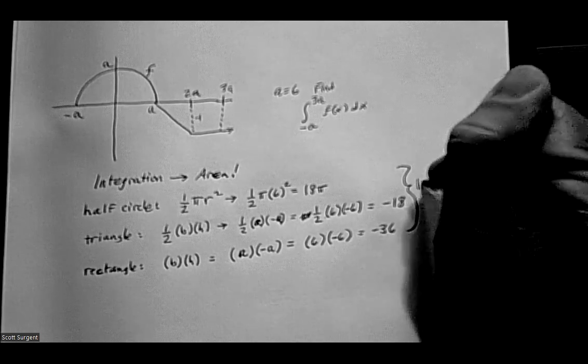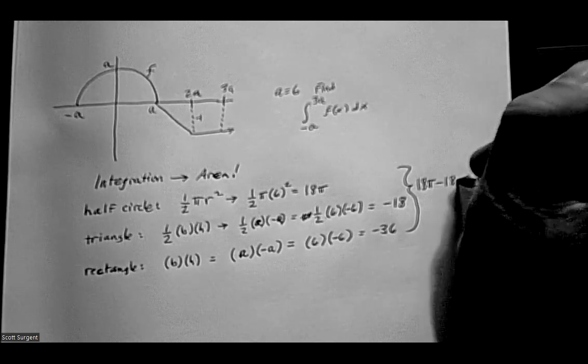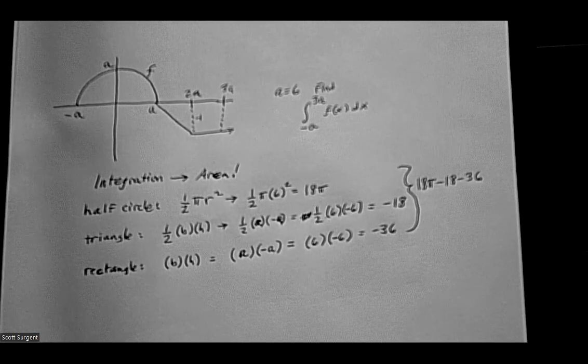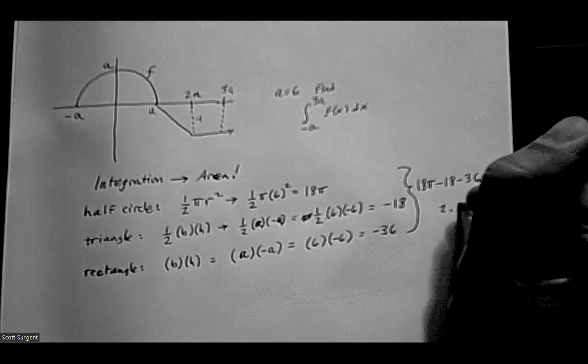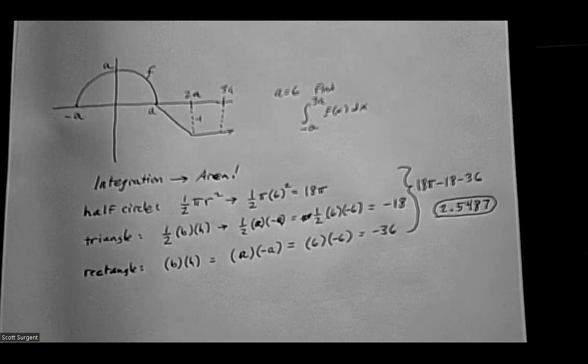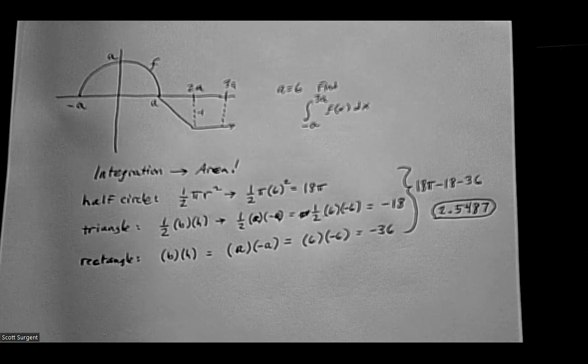Then we just add them up. It's 18 pi. Then we plus, but you're plussing some negatives here. So it's -18 minus 36. And the system wants you to enter a value, so I'll just type it in. And I get 2.5487. That's the net area. There's more stuff above than below. That was a question that popped up a couple times. I thought that was a good one.